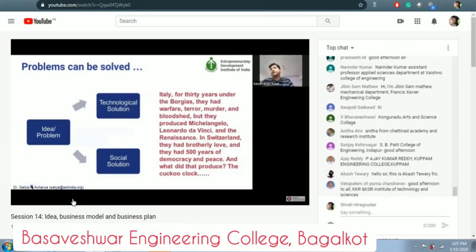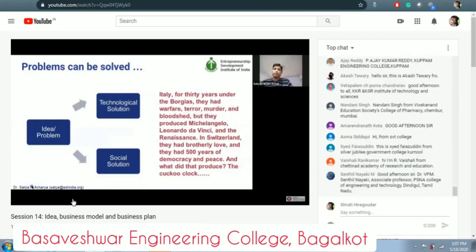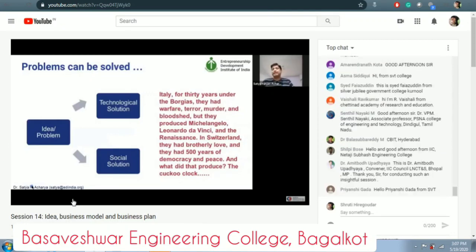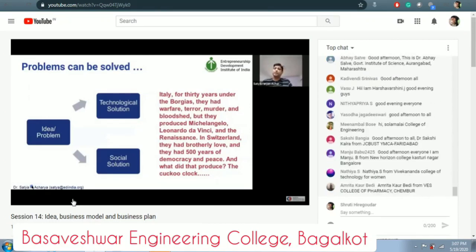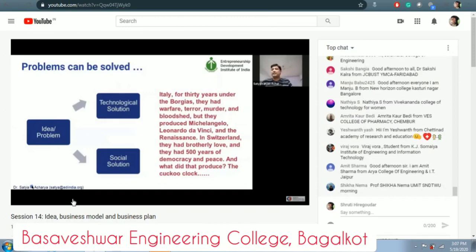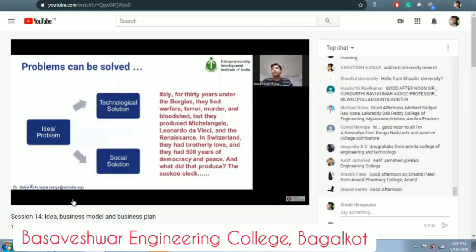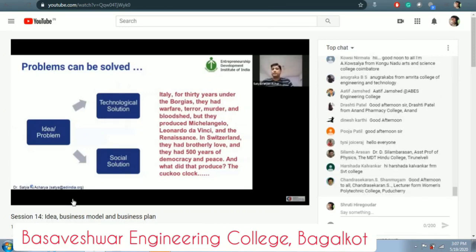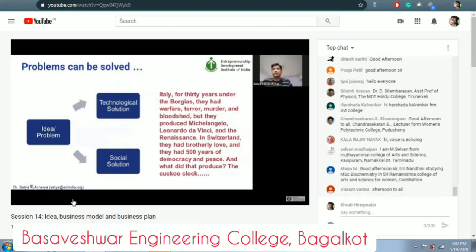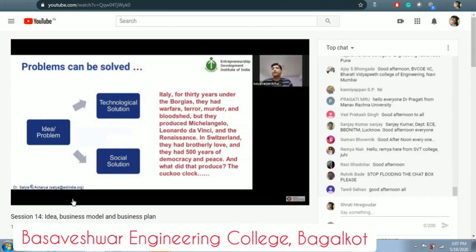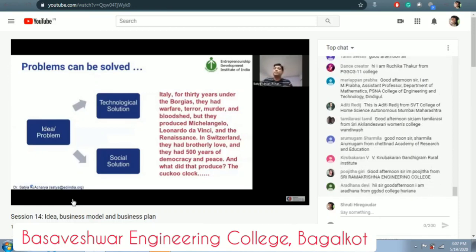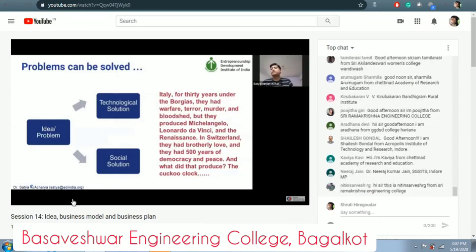Every idea or every problem that you're talking about, the problem actually turns into an idea. Every problem would have two different solutions. One is a technological solution, one is a social solution. Take a simple example. Let's take this COVID-19 problem. The COVID-19 pandemic, which I think all of you must know, which is currently causing issues for all of us, can be solved. One is a technological way of solving, one is a social way of solving.